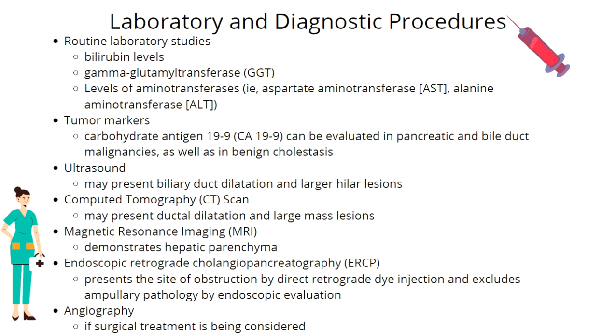Another is ultrasound. It may present biliary duct dilatation and larger hilar lesions. Another is the CT scan. It may present ductal dilatation and large mass lesions. Another is magnetic resonance imaging or MRI, which could demonstrate hepatic parenchyma. Another is endoscopic retrograde cholangiopancreatography or the ERCP. It presents the site of obstruction by the retrograde dye injection and excludes ampullary pathology by endoscopic evaluation. And then the next is angiography. This is done if surgical treatment is being considered.